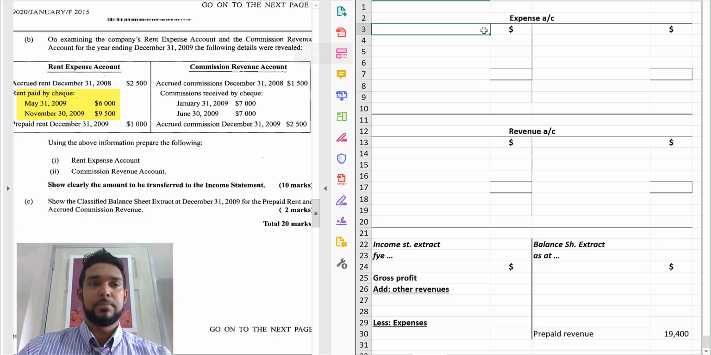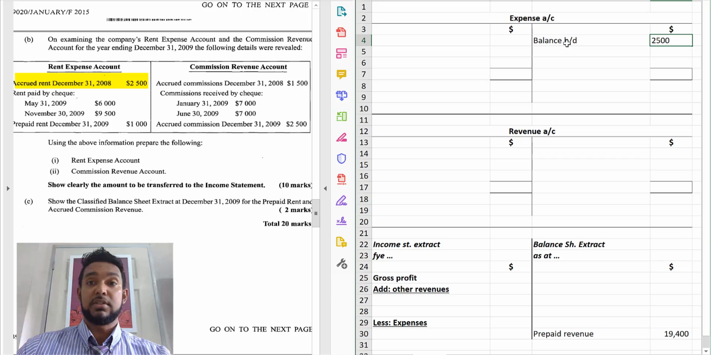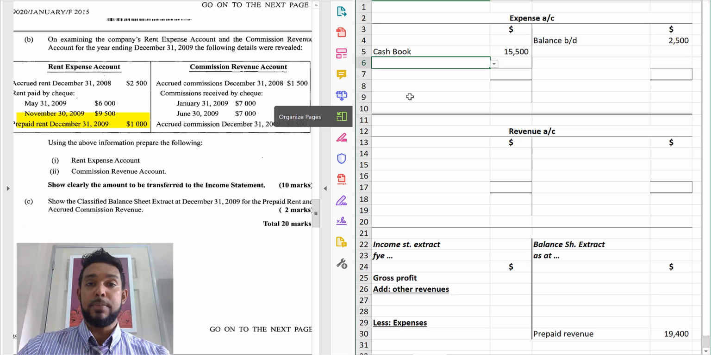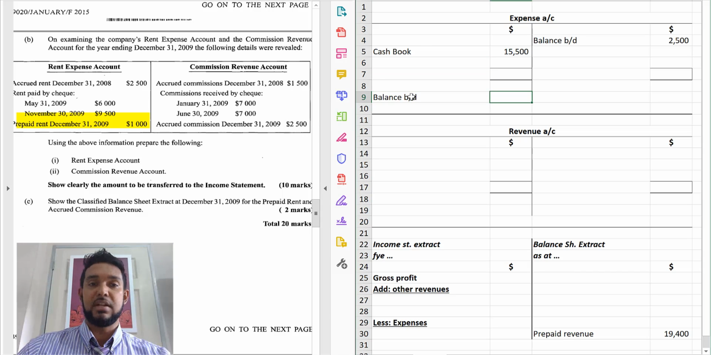Okay, so rent expense. So the balance, it says accrued rent. Accrued expenses are current liabilities because we owe somebody money. That goes on the credit side of the expense account. Rent paid. So rent paid, we're going to just put one figure. Total will be $15,500. Oops, I missed out a 5. And prepaid rent. So prepaid rent is an asset because we've paid in advance for something. So it's going to be brought down on the debit side.